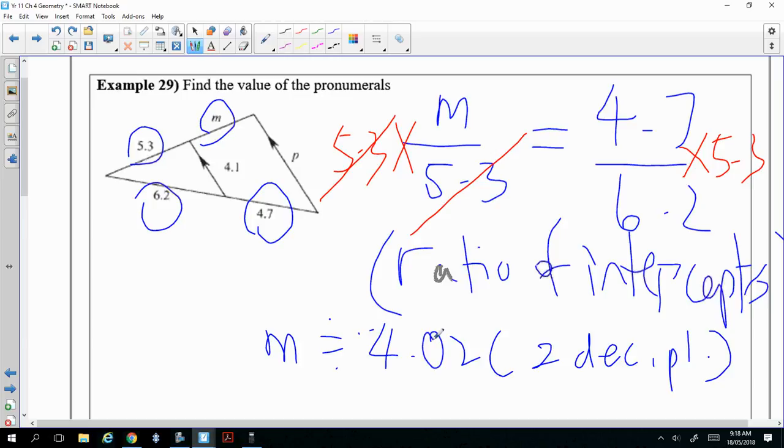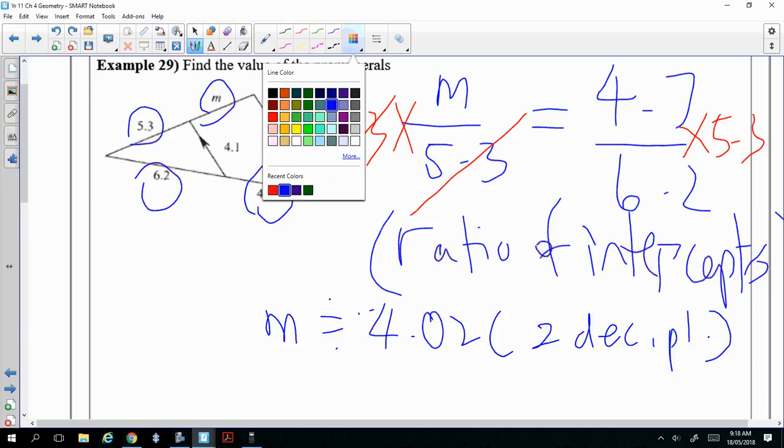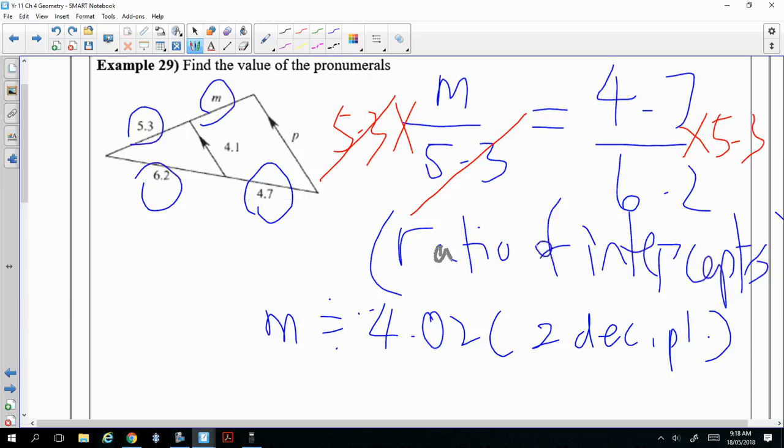Now, can anyone suggest how to find P? P is not an intercept. What should we do to find P? It's on the parallel line, so it's not really classified as an intercept, so we can't use the ratio of intercepts. So what do we do? We can't guess, and how can you guess and check when there's no equation to check with? We use the ratio of the sides of similar triangles. So we have to prove the 2 triangles are similar before we find P.